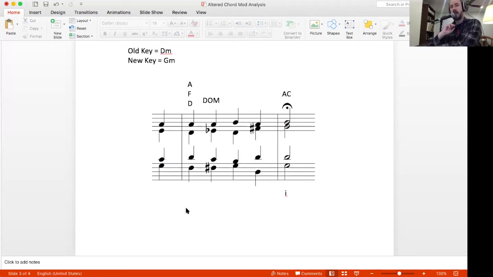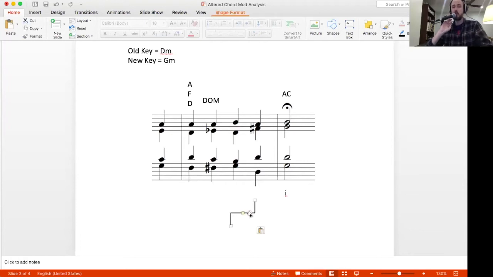F, F sharp, G. That's our really typical chromatic passing motion that really defines the altered chord modulation, right? Anytime you could do ballroom blitz, that's your altered chord modulation. And so we are going to call this an altered chord modulation.